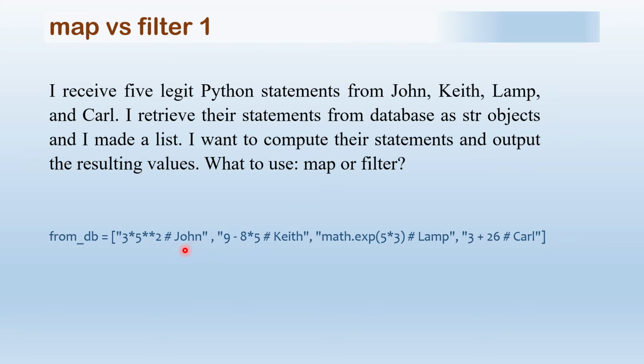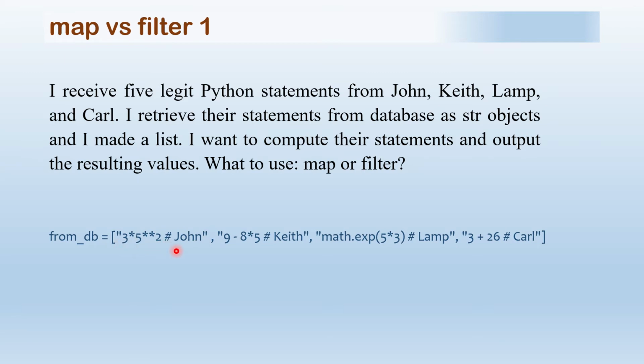These are the 5 statements, for example: 1, 2, 3, 4, 5. The first one comes from John, it is 5 to the power of 2 times 3. This comes out to be 75. The second statement from Keith, 8 times 5, 40. 9 minus 40, I think is minus 31, and so forth. This is a legitimate Python statement because the # sign here says John is a comment. So your interpreter will evaluate up to here and stop.